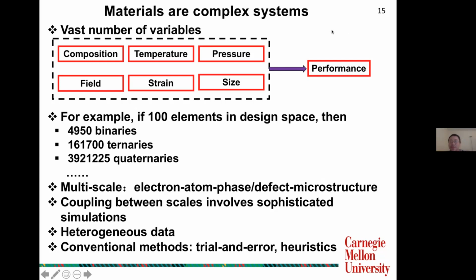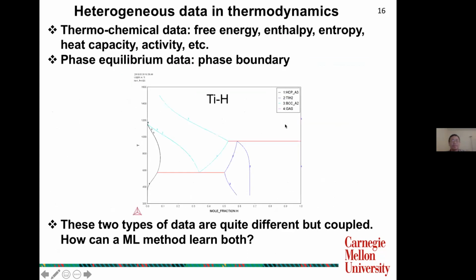And for such a complex system, usually we use the trial and error method, which we usually do in materials science. Also heuristics. So for thermodynamics, the heterogeneous data can have these kinds of forms. We have 2 types of data. The first type is thermochemical data. It consists of free energy, enthalpy, entropy, heat capacity, activity, and some others. And for phase equilibrium, we mainly have the phase boundary.